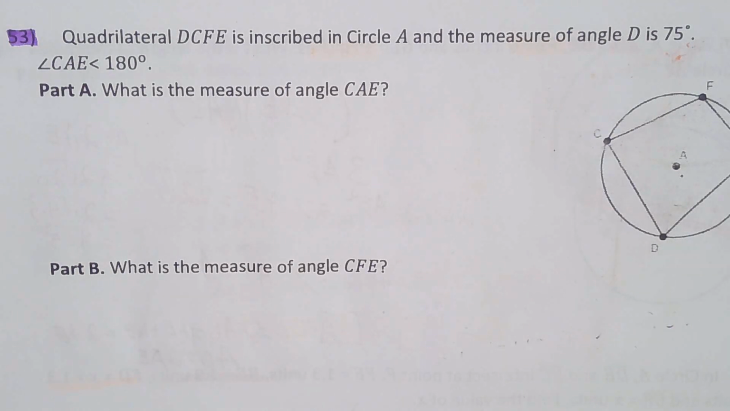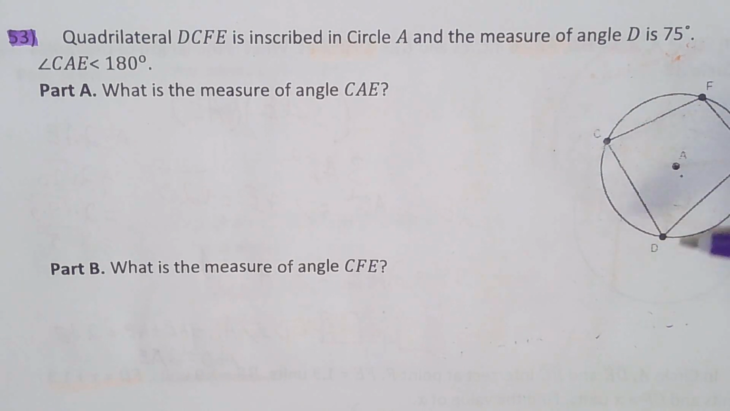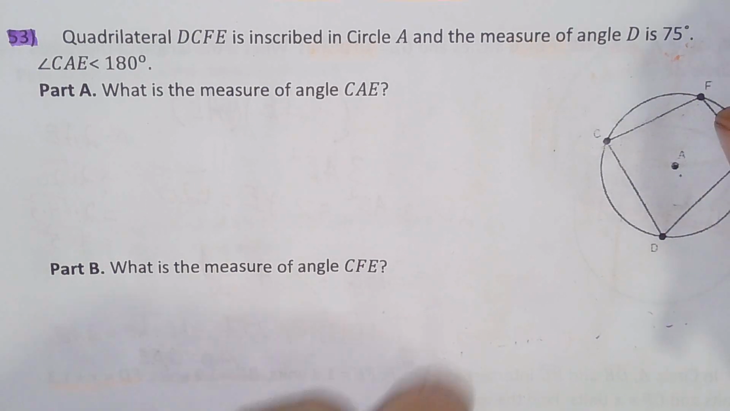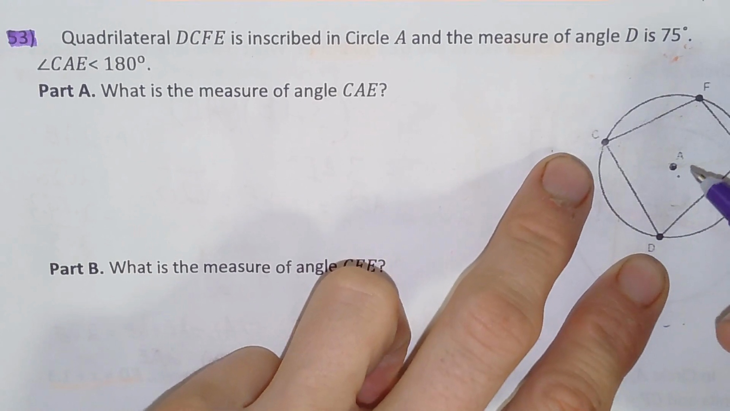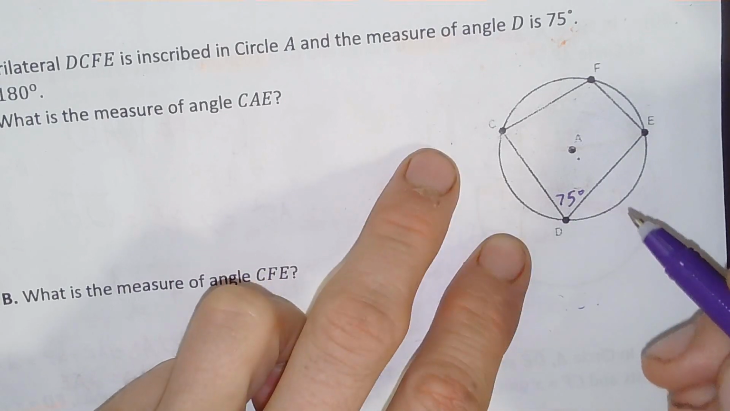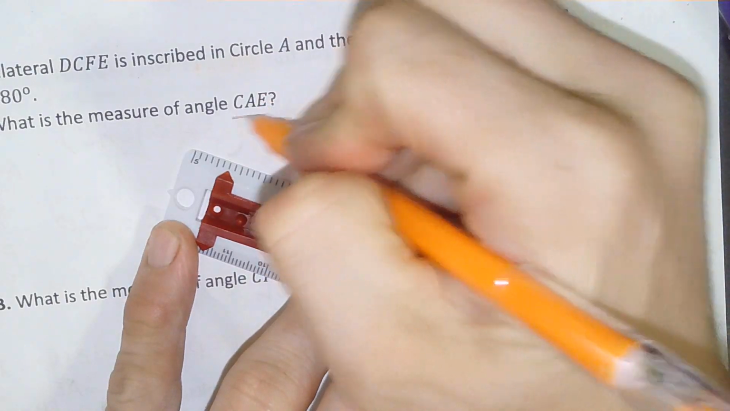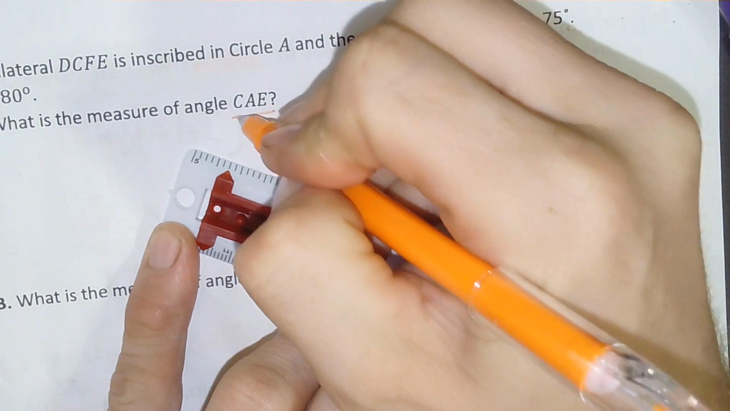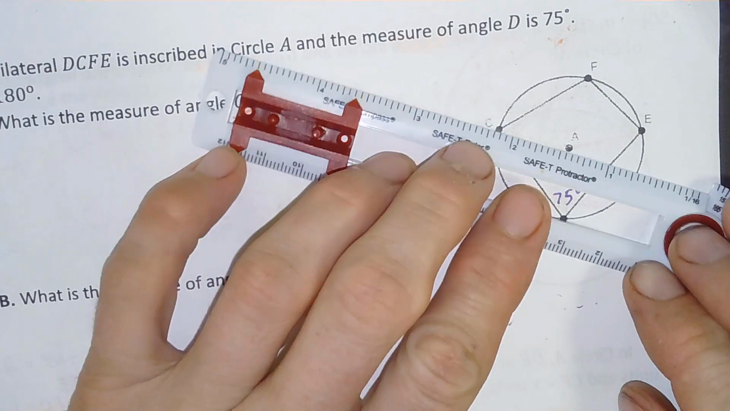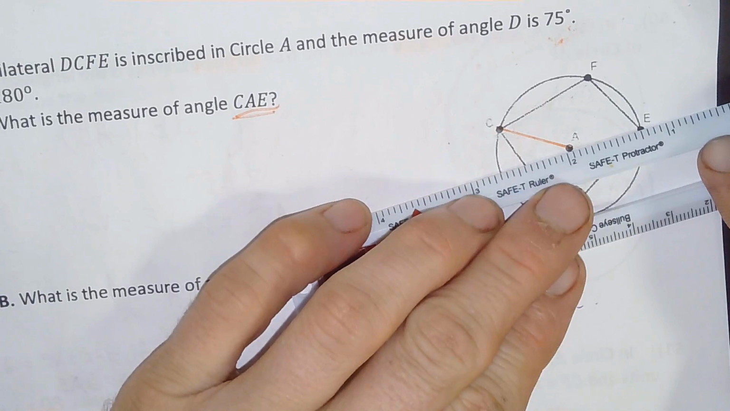This is a quadrilateral inscribed inside circle A, and all the points of this quadrilateral, D, C, F, E, are on the circumference of circle A. Right? It gives us angle D of 75 degrees, and then it wants us to figure out angle CAE. So that's this one.